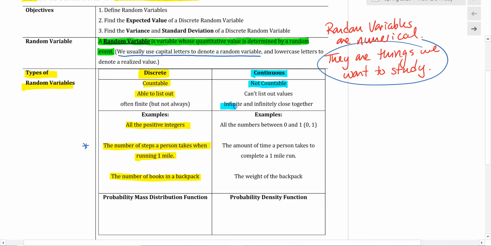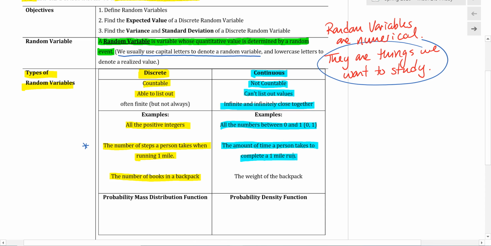There's infinitely many, and they are infinitely close together. You cannot list them all out. So for example, all the numbers between 0 and 1. There's technically infinitely many numbers in between 0 and 1, and it's impossible to list them. I mean, you could just go, well, there's 0.1, and there's 0.01, and 0.001, and 0.0001, and you could just do that forever. So the amount of time it takes a person to complete a mile.